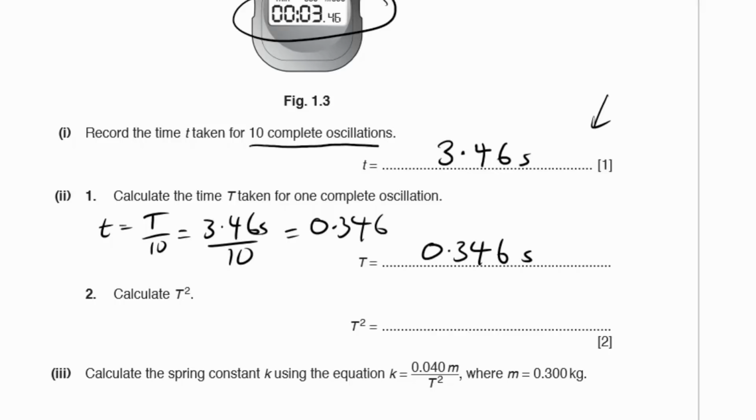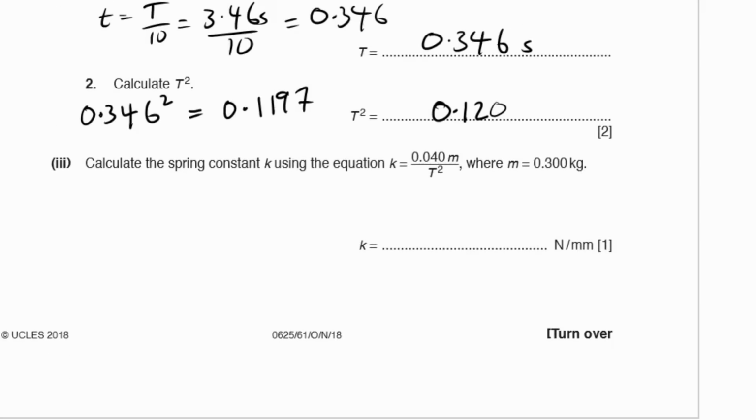Part 2, calculate T squared. Right, so that's 0.346 squared. And that gives us a value of 0.1197. We wouldn't write 4 significant figures, it's too many. So we'd actually just change that. It would be 0.12. You could put 0.120, that'd be fine as well. But 4 is just too many.